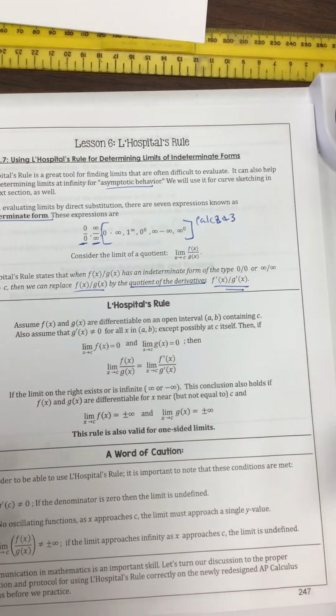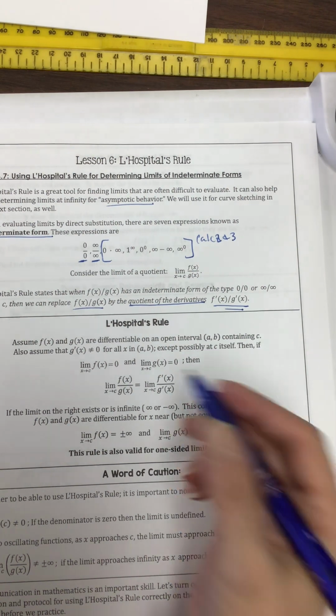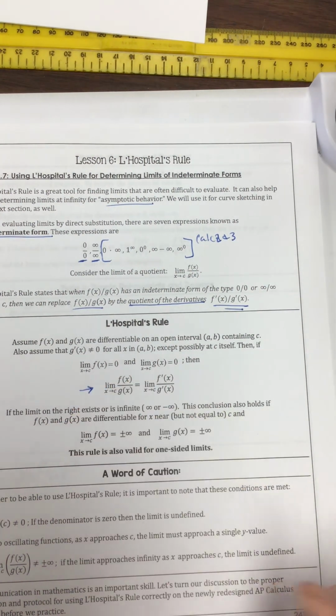So, assuming f and g are differentiable on the open interval, and that the derivative of g of x does not equal 0, then we can state right here that the limit as x approaches c of f of x over g of x equals the limit of their derivatives. Now, why can that be helpful? Well, sometimes that will actually let us do a direct substitution. And if it does, then it's easier to find our limit.